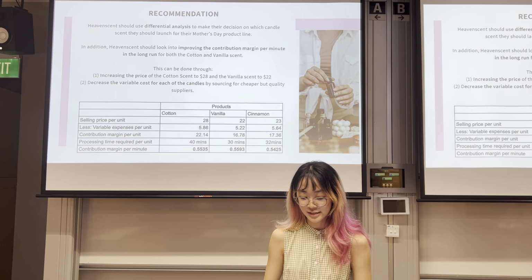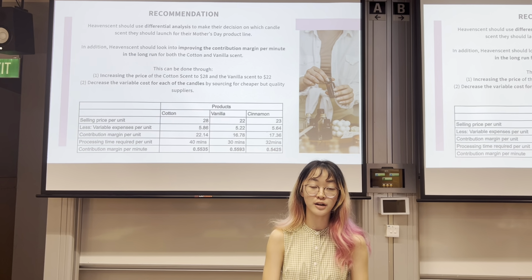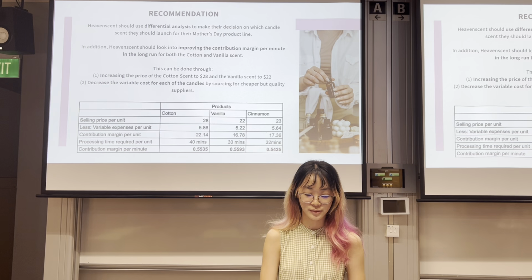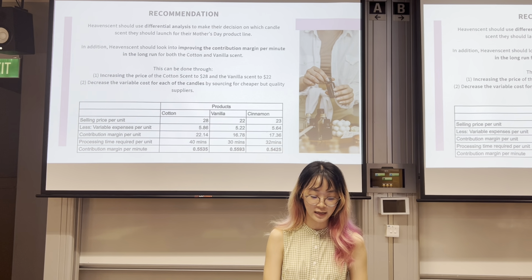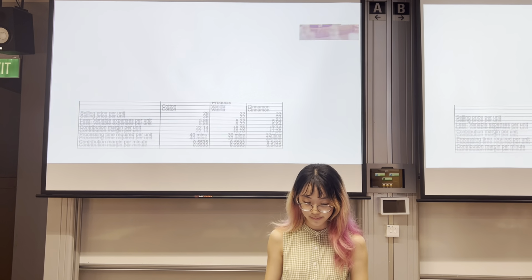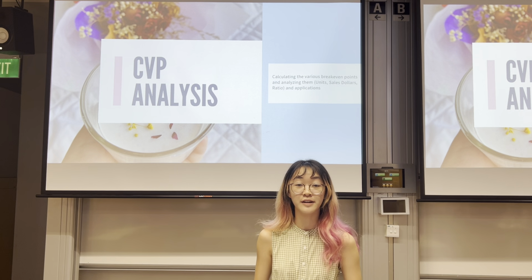product line. So in addition, the company can choose to improve the contribution margin per minute of the two different scents, firstly by increasing the price of cotton scent to $28 and the vanilla scent to $22 as seen in the chart. Decrease the variable cost for each candle is another possibility by sourcing for cheaper but quality essential oil suppliers. So I'll be moving on to CVP analysis of Heavenscent.